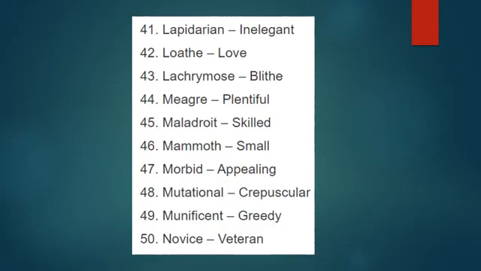Crepuscular. So dim. Crepuscular is very dim, active in twilight. That's crepuscular. Munificent. Munificent, very generous, very bountiful, charitable. And the opposite of that is greedy. Novice. Novice is a beginner. And veteran is a very experienced person. Novice, veteran.